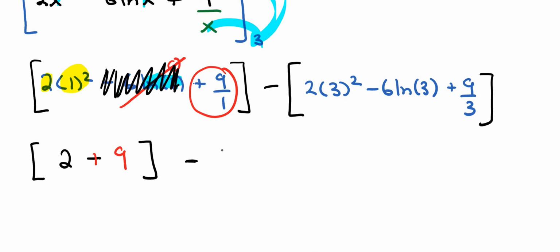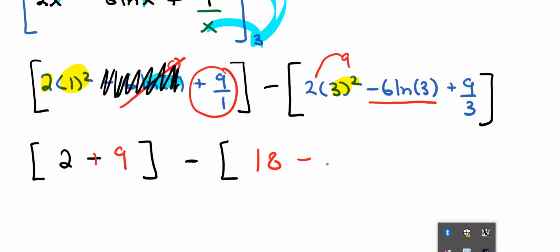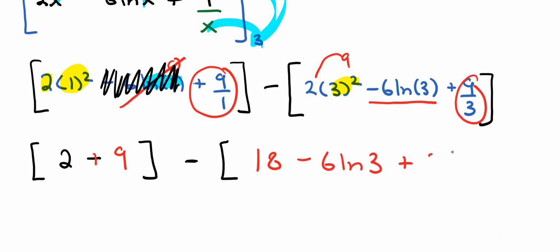And then I have a minus sign. All right, and then I have 2 to the power 3. 2 to the power 3 is going to be 9, and 9 times 2 is going to be 18, so minus 18. And this right here, minus 6 ln 3, I can write that as minus 6 ln 3, plus, and then 9 divided by 3 is just 3, and then I can close the bracket there.